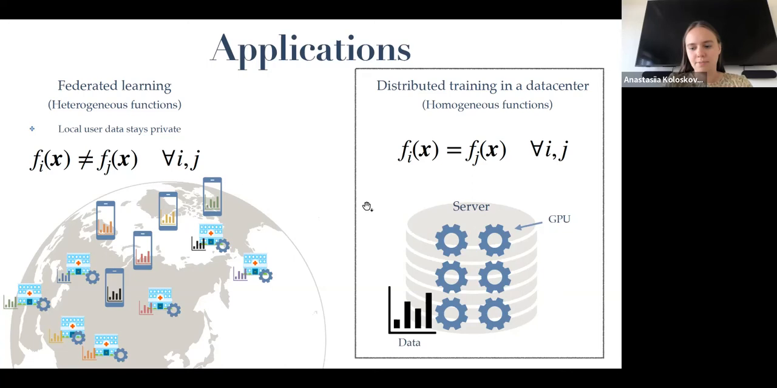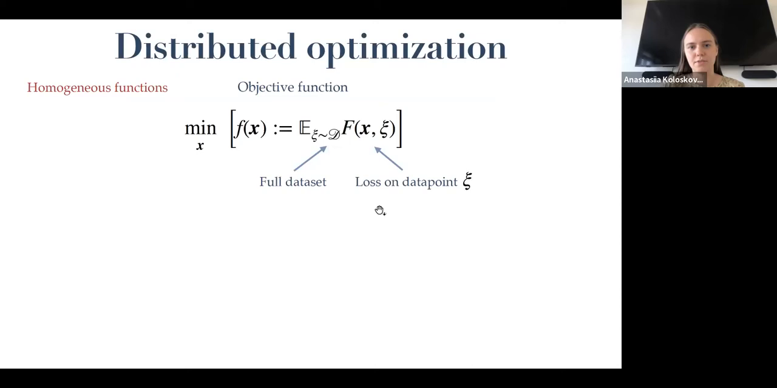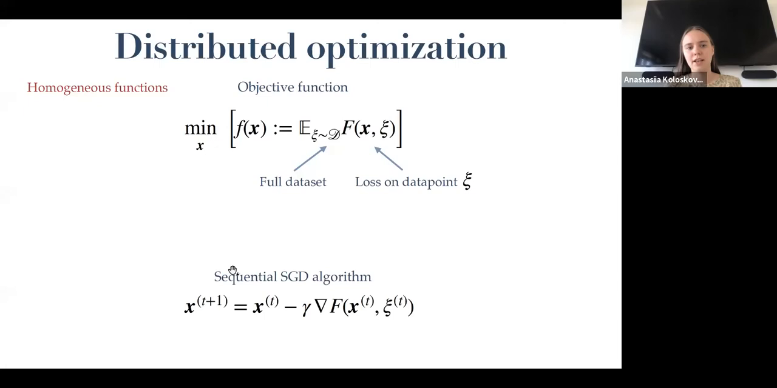Okay, so let's formally define the objective function which we want to optimize. Every node has the full data set, and our objective function is the expectation, or average, over all the data points in this data set of your loss function on this data point, where x is your current model which you want to optimize. And one of the classical algorithms to solve this problem for machine learning is called SGD, stochastic gradient descent. And it has the following form. At every iteration, you sample one data point, xi, and you compute the gradient of your loss function at your current model on this data point, and you apply this gradient with some step size to your model, and so on.